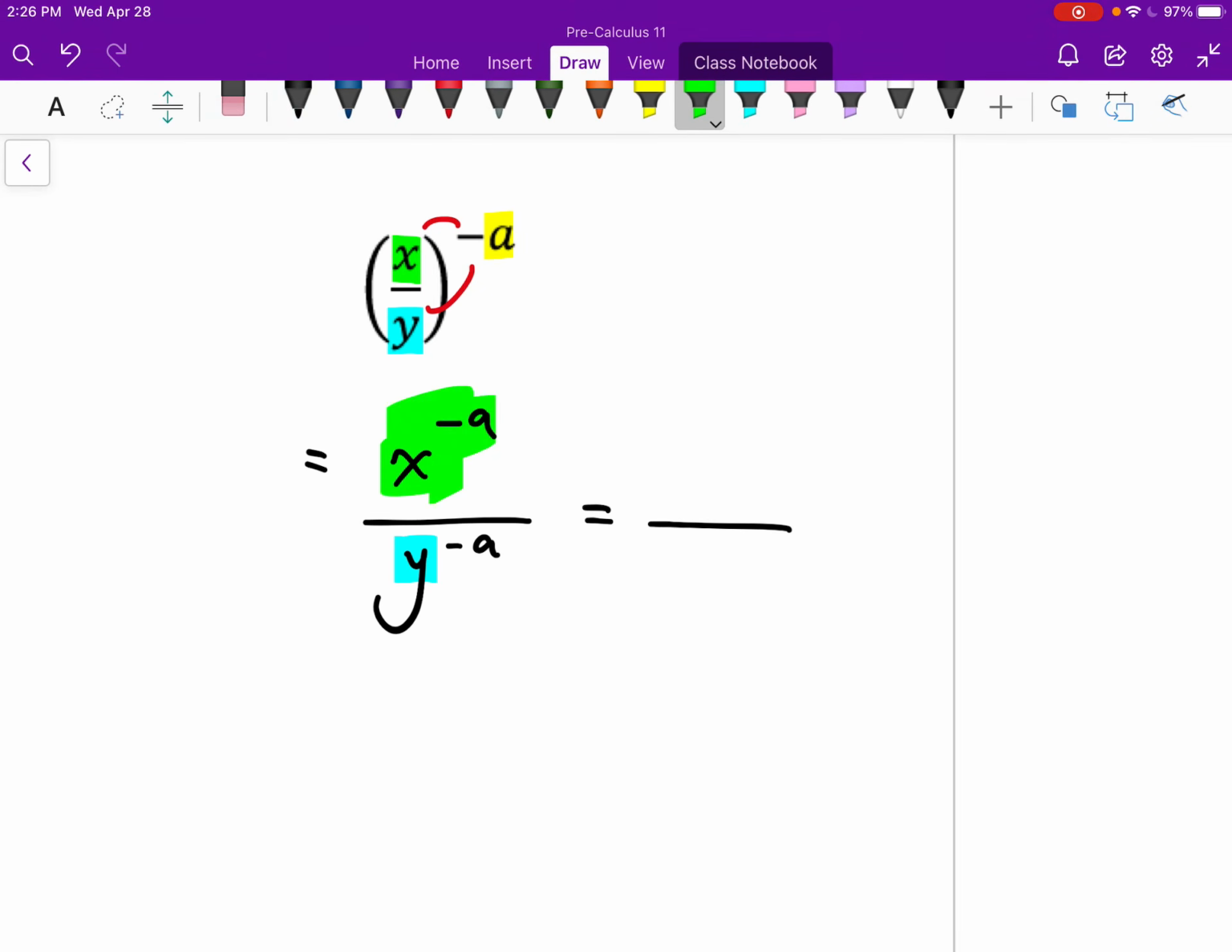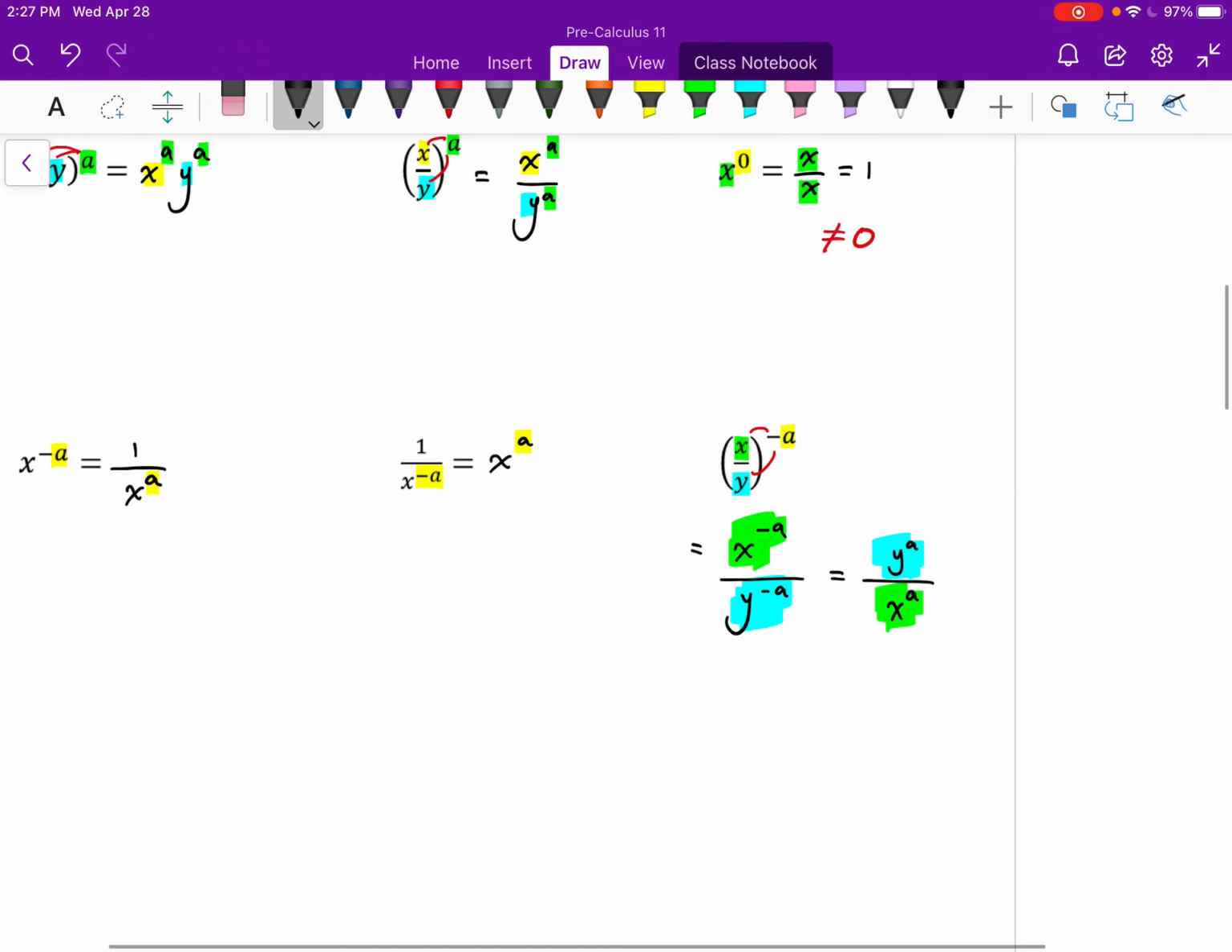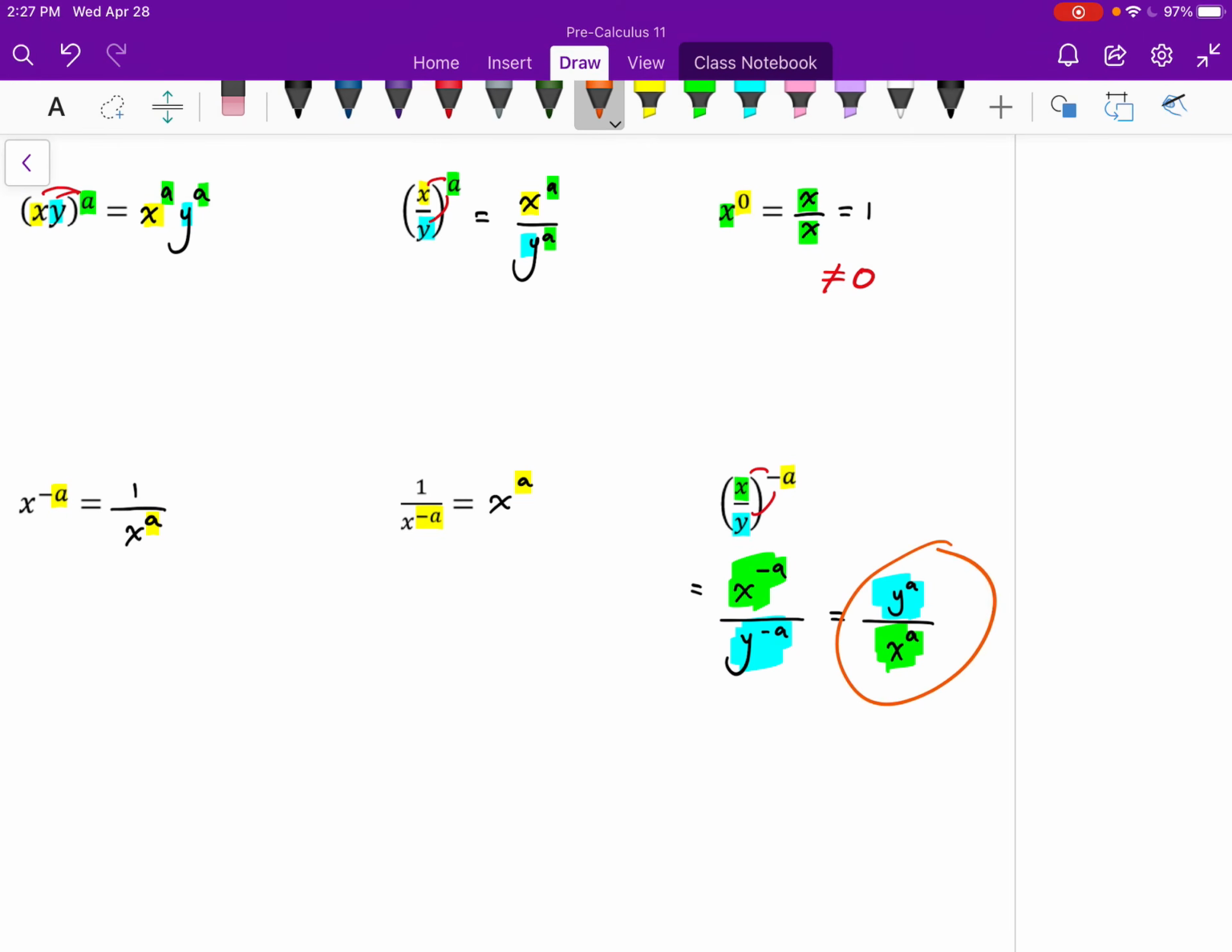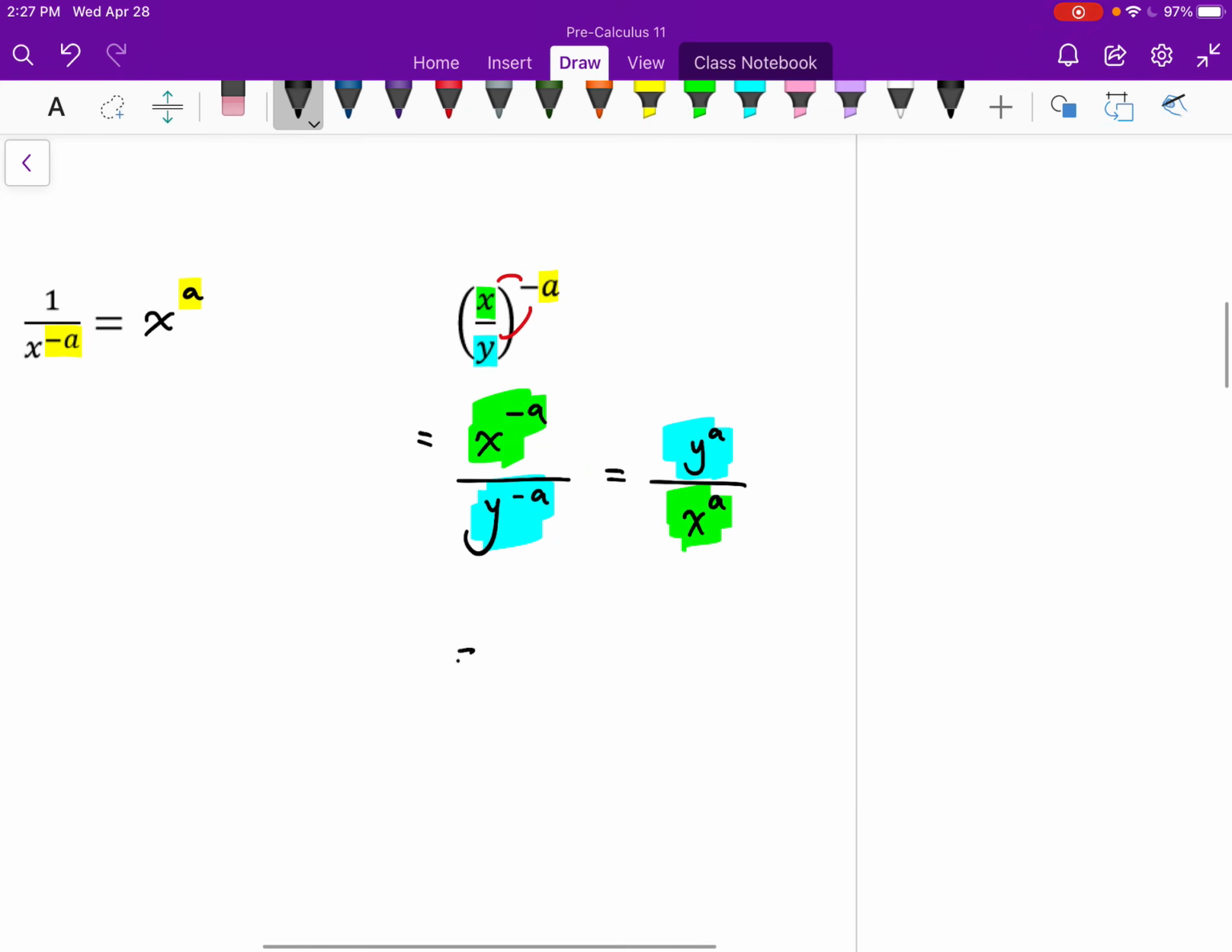X to the negative a in the numerator is equivalent to x to the positive a in the denominator, and y to the negative a in the denominator, equivalent to y to the positive a here. And again, pretty much identical to what I was kind of reviewing just here a moment ago. And now notice, if you look right here, how similar this is to what we have right here. And so if I kind of take this backwards, I can also write this last expression in yet another way. And I can write this as y over x to the positive a. And so everything here is equivalent.